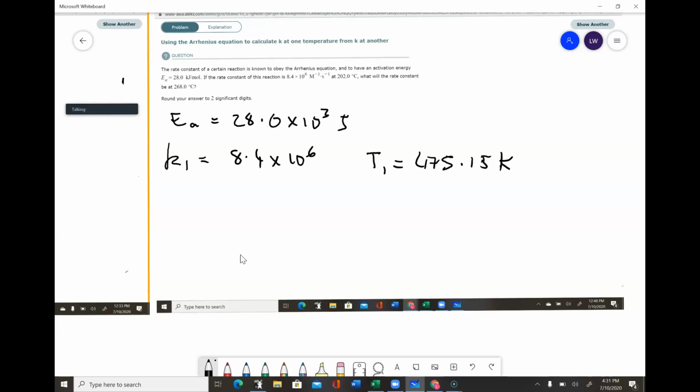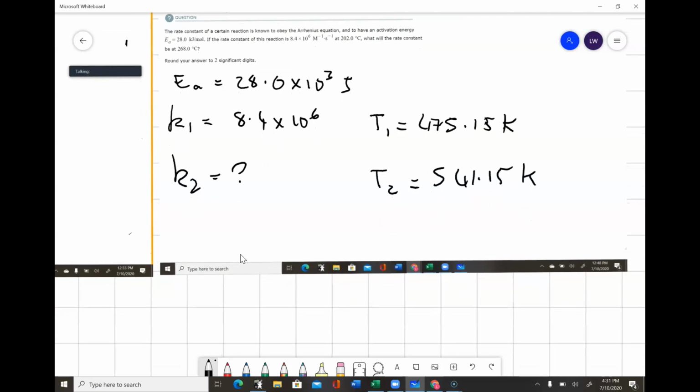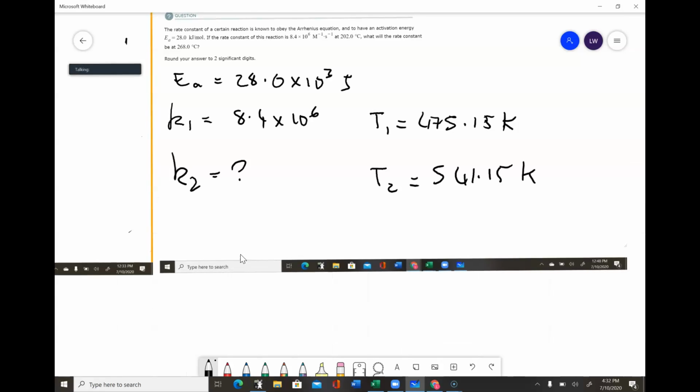And then it says, what will the rate constant be at 268 degrees Celsius? Well, what I can tell you is it's going to be bigger than what it is at 202 degrees Celsius. So K2 is what we're trying to find. And our T2 is going to be 268. So I'm going to use the calculator for that. 268 plus 273.15 gives me 541.15 Kelvin.